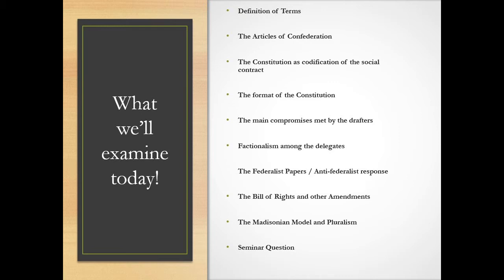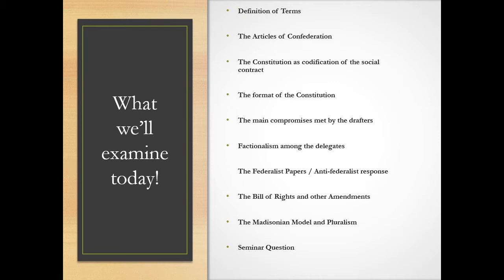We're going to talk about the Articles of Confederation. We're going to talk about the Constitution as the codification of the social contract, and I'll define that. We're going to talk about the format of the Constitution, the main compromises met by its drafters. We'll talk about factionalism among the delegates, in large part focusing on the Federalist Papers and the Anti-Federalist response. We'll talk about the Bill of Rights, which are the first 10 amendments to the Constitution, and we'll talk about the other 17 amendments. So we'll talk about all 27 amendments to the Constitution tonight.